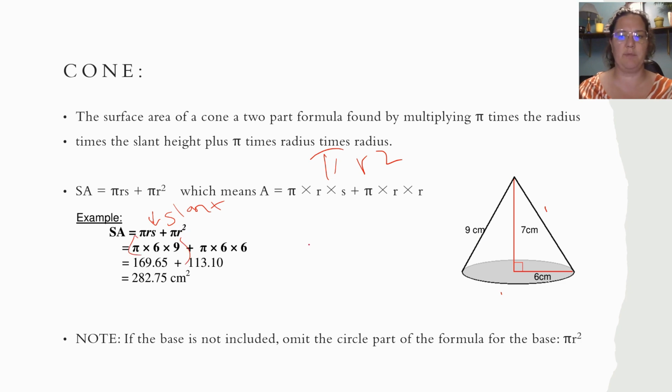So pi multiplied by 6, the radius, multiplied by 9 centimeters, the slant, plus pi times 6 times 6, or pi 6 squared. And this gives us a total of 282.75 centimeters squared, or 283 centimeters squared.